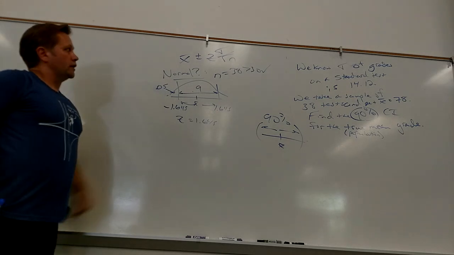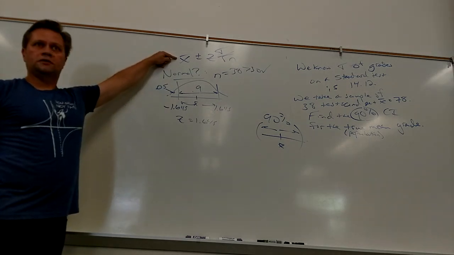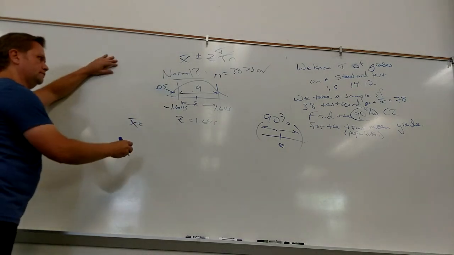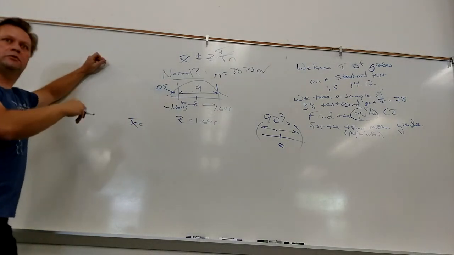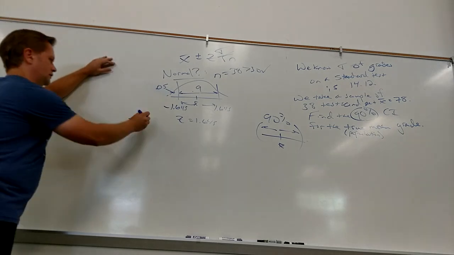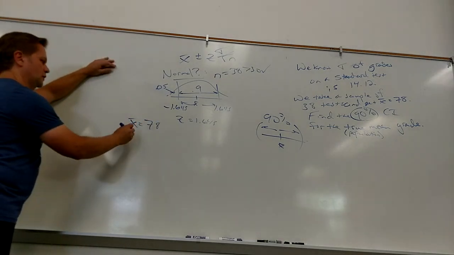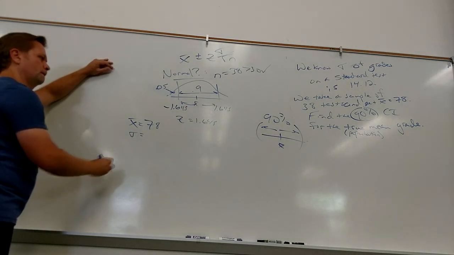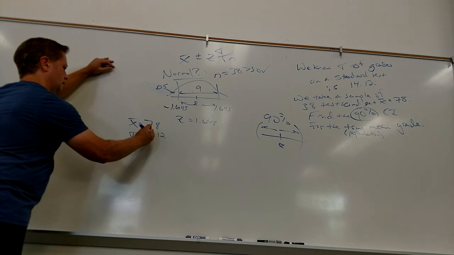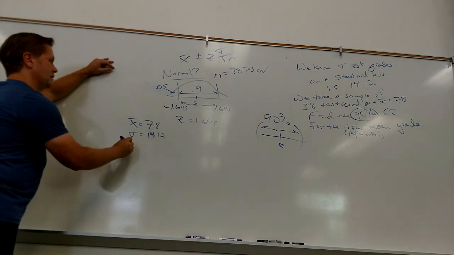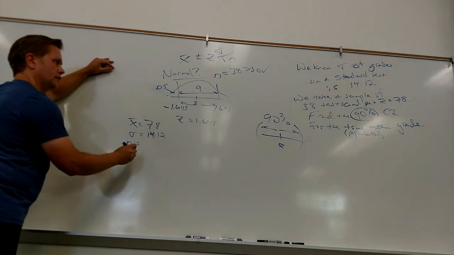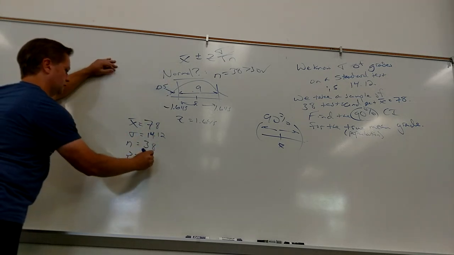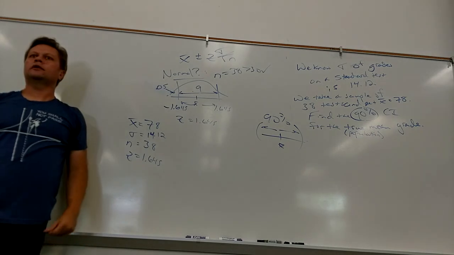So now, do I have everything I need for this formula? What's x bar? The mean, not the definition, but what is it? 78. What's sigma? 14.12. What is n? 38. And now we know z is 1.645. So now we just plug all that stuff in.